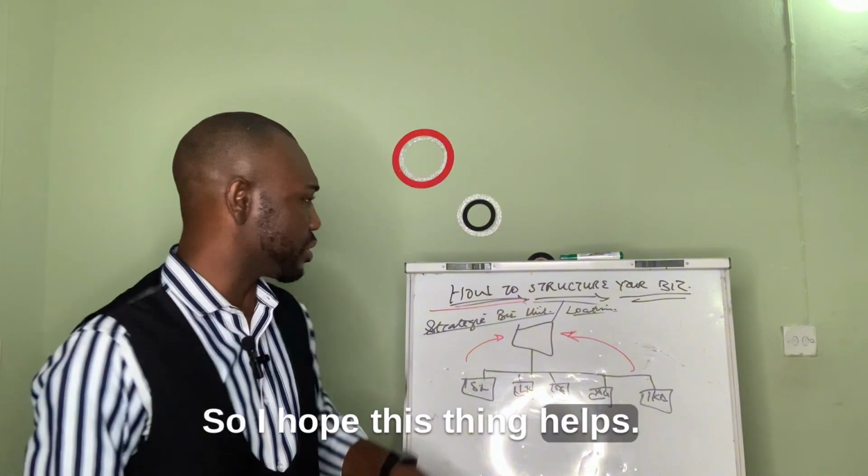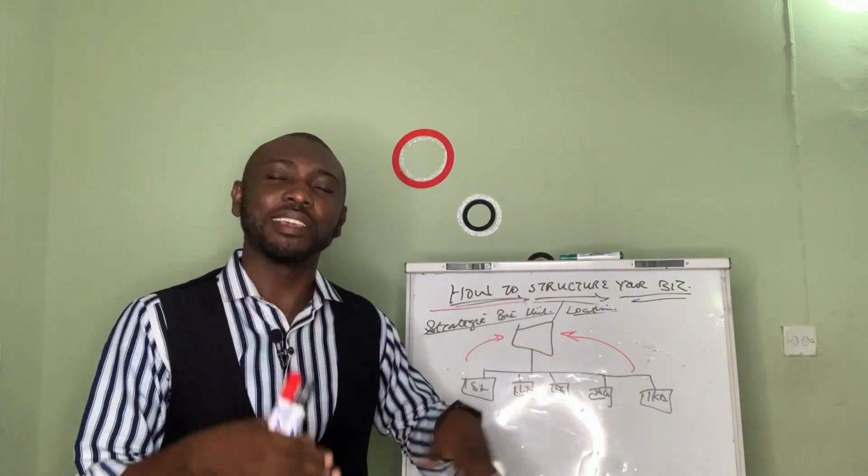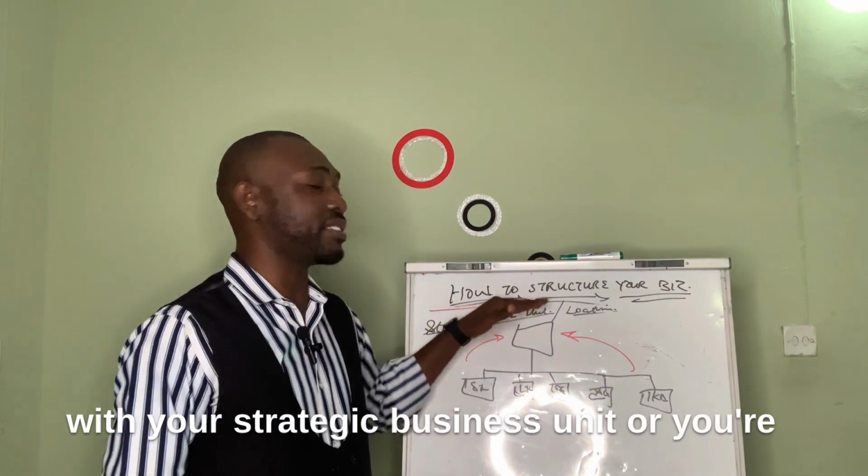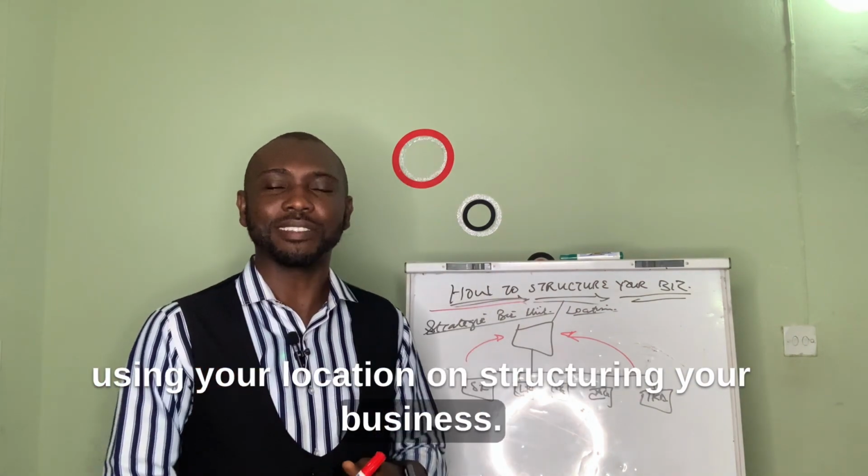I hope this helps. The first one, like I said, is key activity. The second one has to do with the parts of a business. Then the third one has to do with your strategic business units or using your location in structuring your business. I hope this helped you.